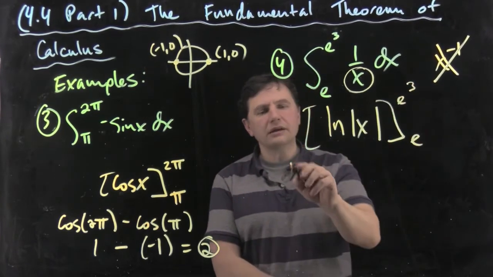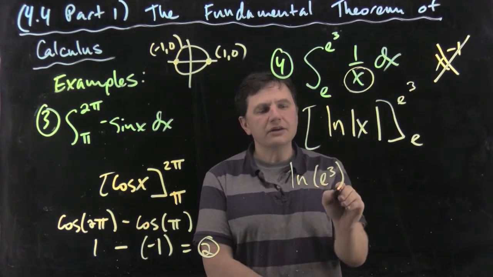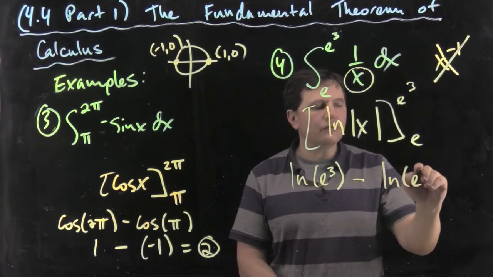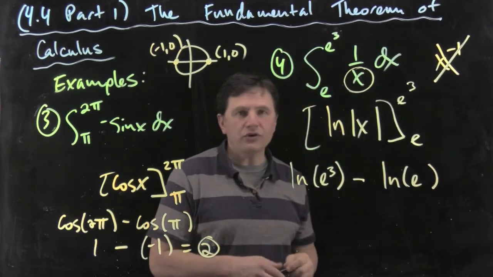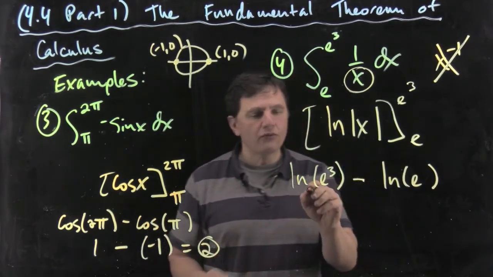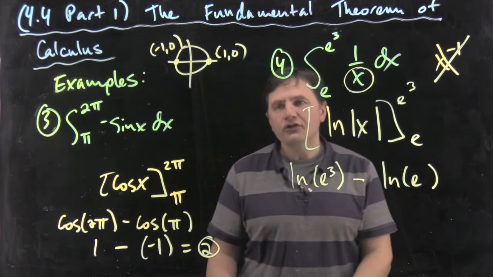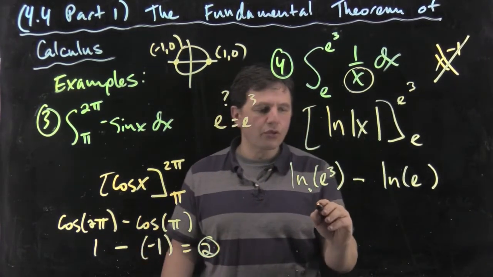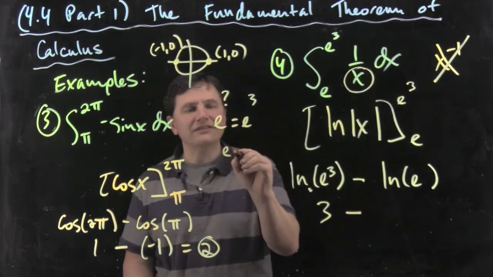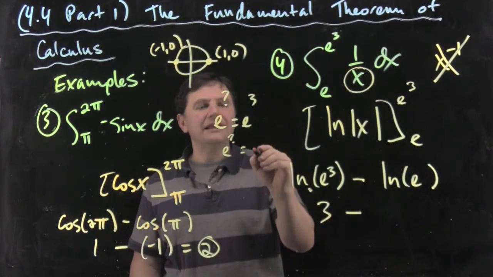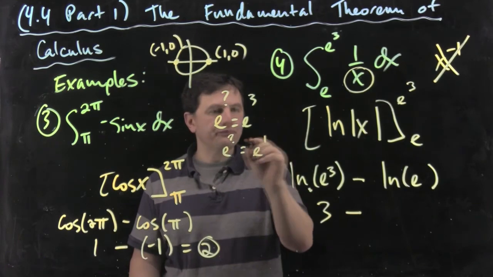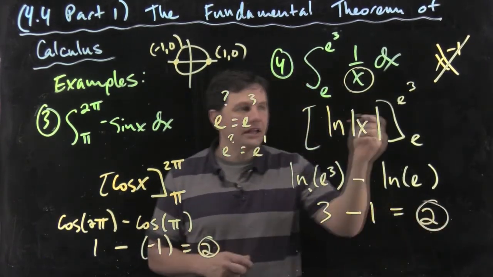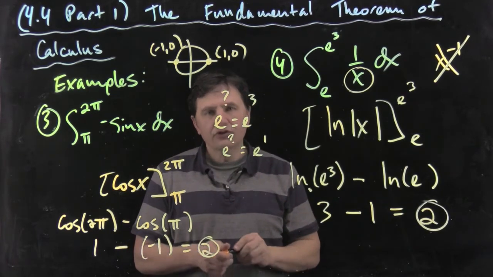Okay, so we plug in e to the third first. e to the third is positive, so we don't have to worry about the absolute value anymore, and then ln of e. Now keep in mind, when we have these logs, you're always asking yourself, what do I raise this base to get this? So what do I raise e to get e to the third? Well, that's clearly 3, minus, what do I raise e to get e? And of course, that would be 1. And there we go, we get 2. And then once again, give that a check and make sure that that is correct.